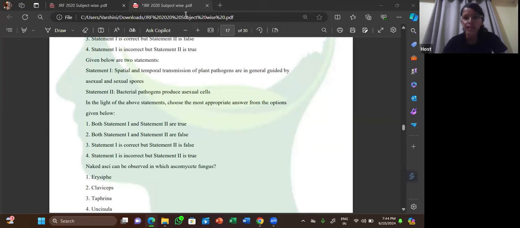Yes, it is true. These spatial and temporal transmissions are guided by asexual and sometimes the sexual spores also. And bacteria can also produce the asexual cells.